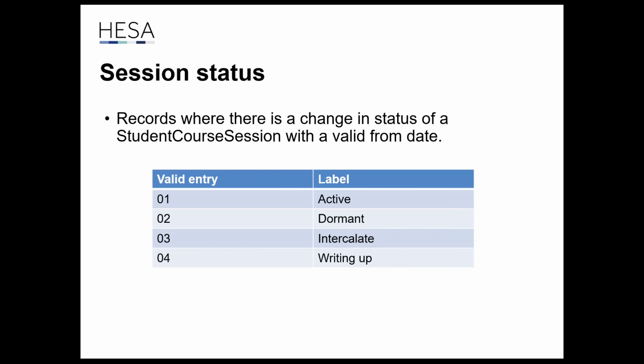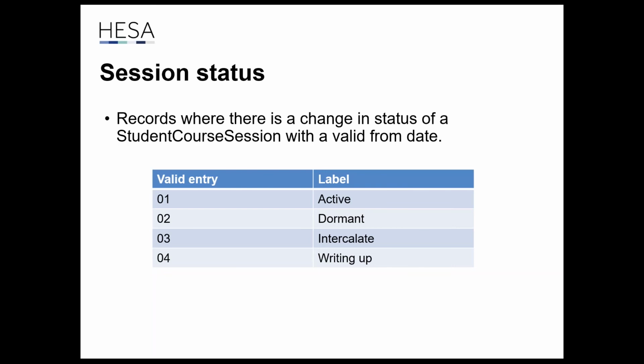I'll skip active for now and come back to it, but what we're interested in here is, has the student moved to a dormant status? So are they inactive and not actively studying on that student course session? Are they intercalating? And by intercalating here, we mean intercalating at a different provider, because in effect, that would mean that they were inactive or dormant at the original provider. And finally, are they writing up? For postgraduate research students, we want to record when they move to a writing up status, with the date associated with that. We also have that active status.